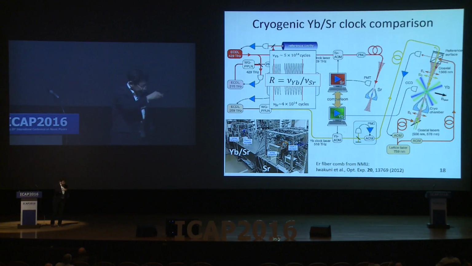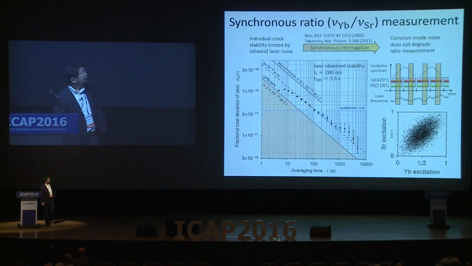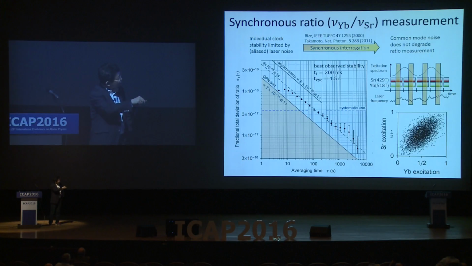From that, we measure the ratio with very good precision. Another trick we did is to drive the ytterbium clock and the strontium clock with the same laser. By doing so, the laser noise cancels out in the excitation probability of strontium and ytterbium. So we observe a very good correlation of the excitation probability.